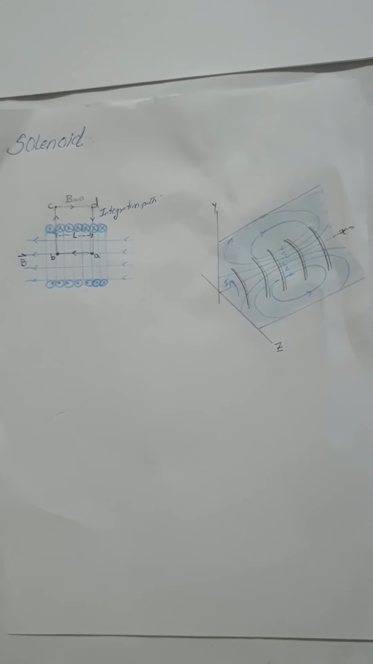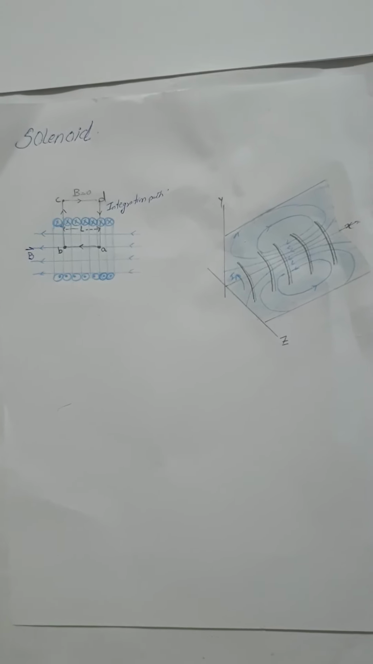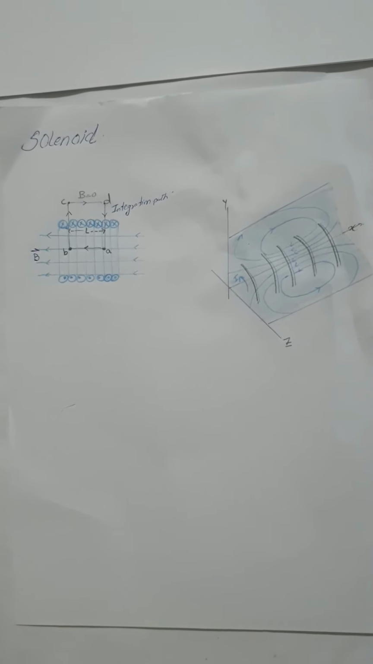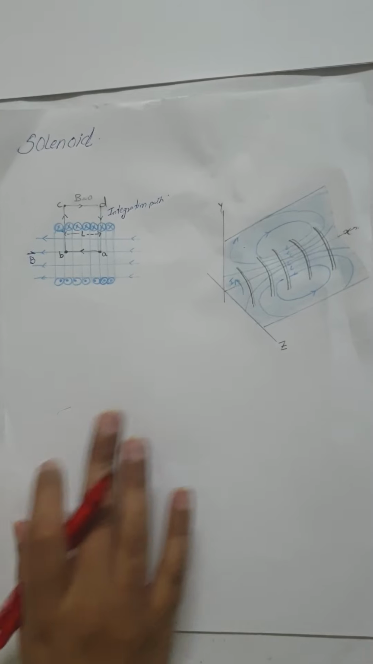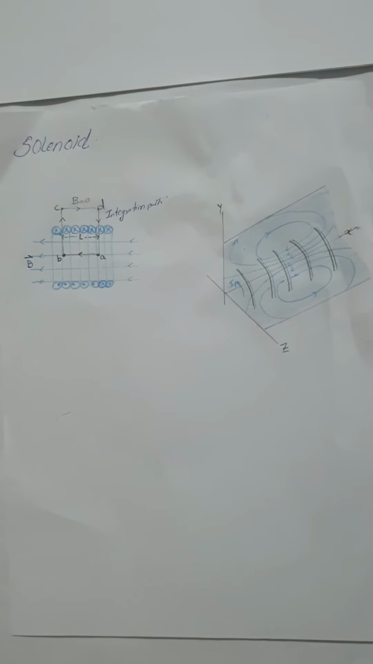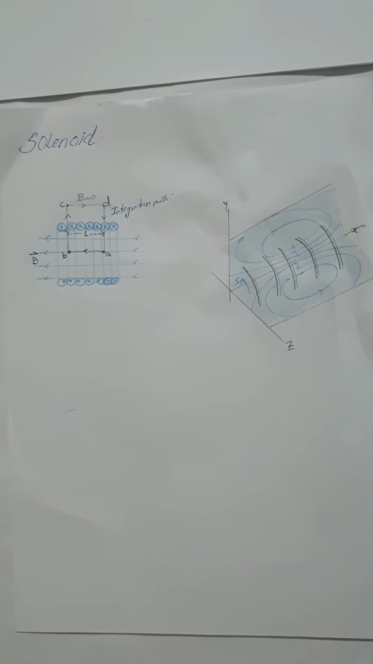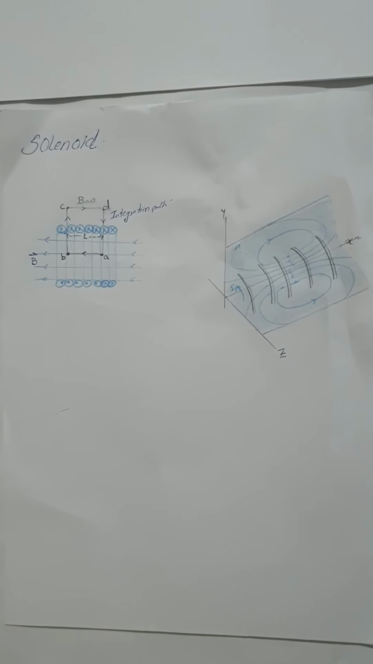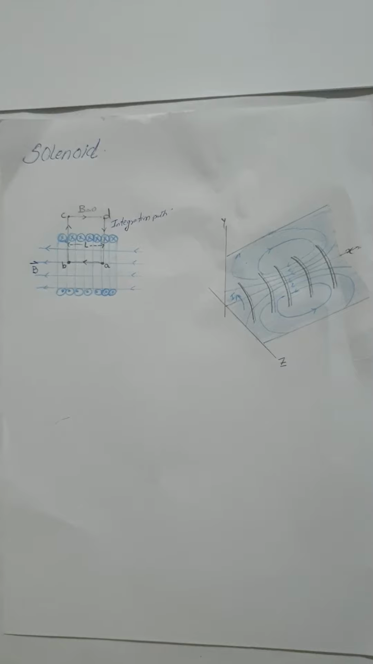So in our previous lectures we discussed Ampere's law, and today we are going to discuss a few applications of Ampere's law. So here the first one is the solenoid. A solenoid consists of a helical winding of wire on a cylinder, usually circular in cross section.